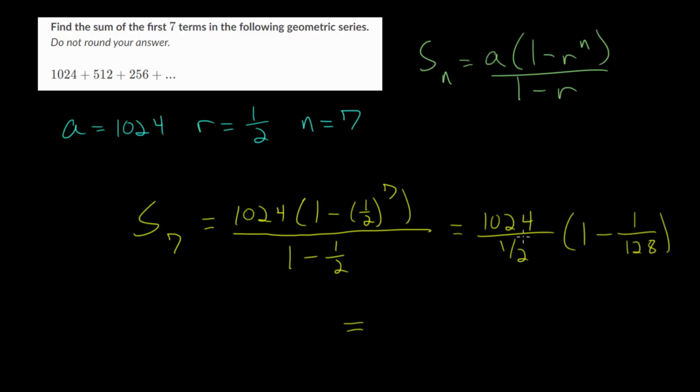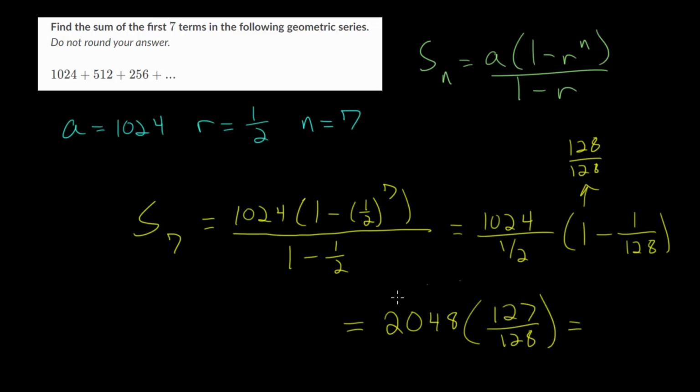And, well, we have a number divided by a fraction, which is the same as just multiplying by this fraction flipped. So 1024 divided by a half is really just 1024 multiplied by 2, which is 2048. And 1 minus this fraction, if we give this a common denominator, we can use 128. So 1 is really 128 over 128. So we subtract 1 in the numerator, so that's 127 over 128. And this you can plug into your calculator. And what you would get is 2032. So this would be your final sum.